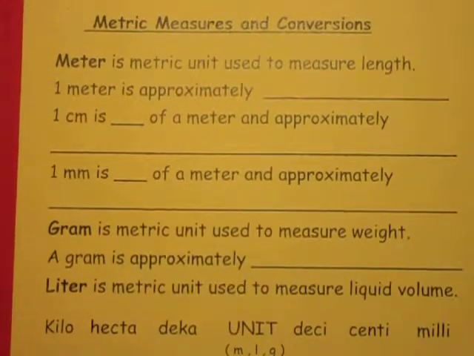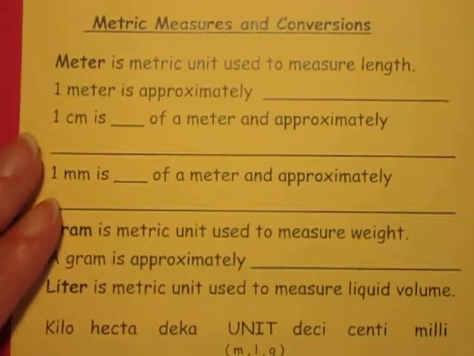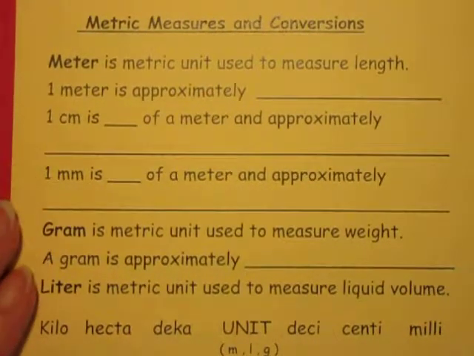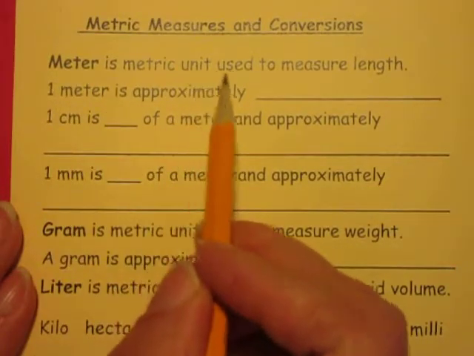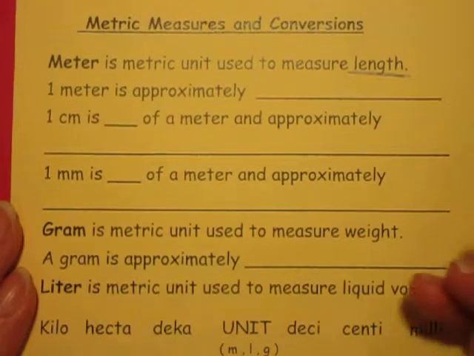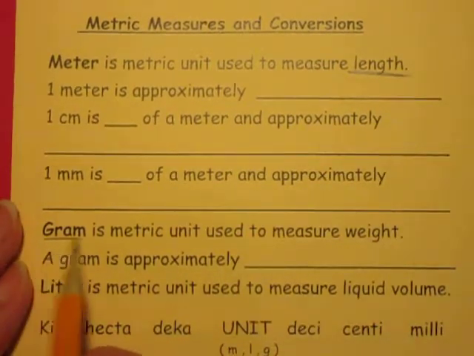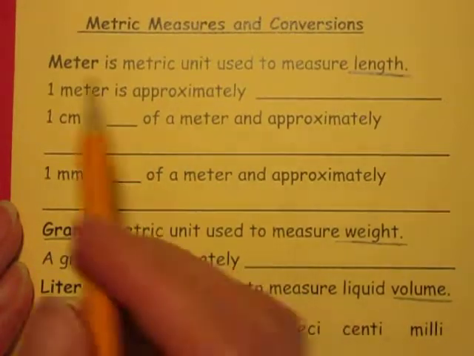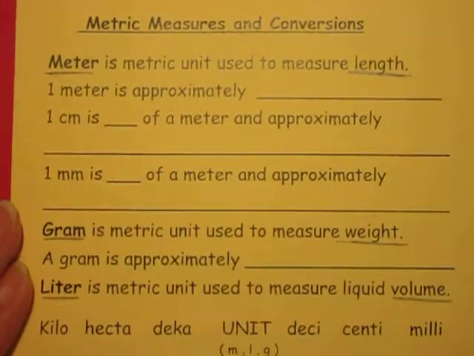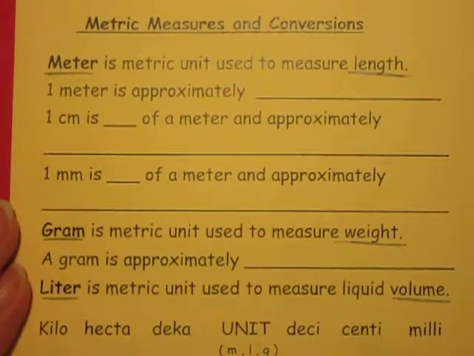Okay, in this video we're going to do some metric conversions, but I want to spend a little time just getting comfortable with the different metric measures. A meter is the metric unit that is used to measure length. A gram is what is used to measure weight, and the liter is what is used to measure volume. Those are the three standard measures that you need to know in the metric system. Everything else is just a portion or a multiple of one of those. And that's what makes the metric system really easy to work with.